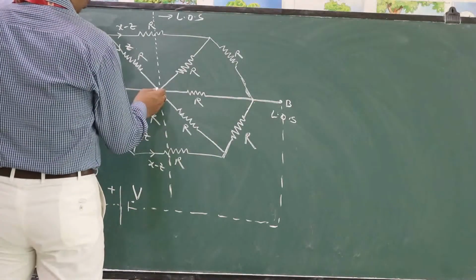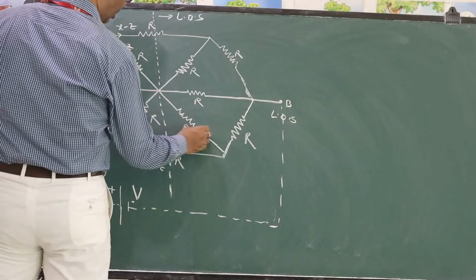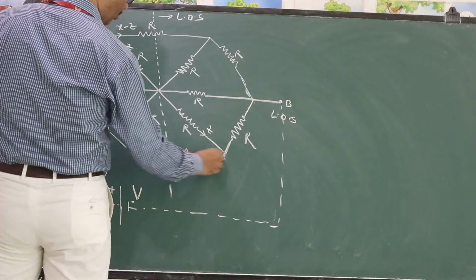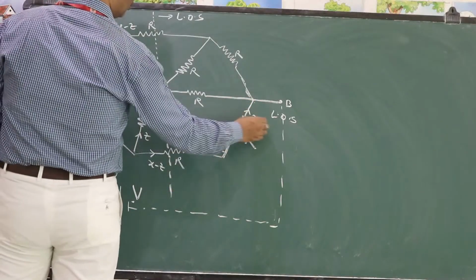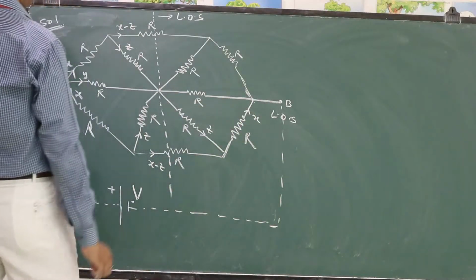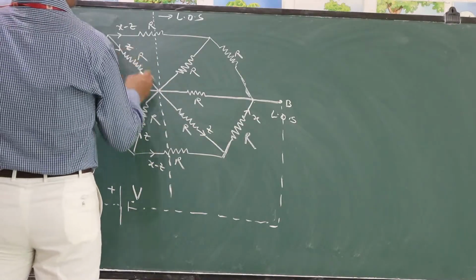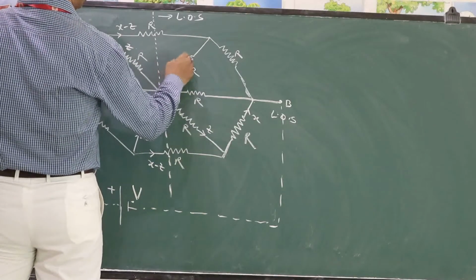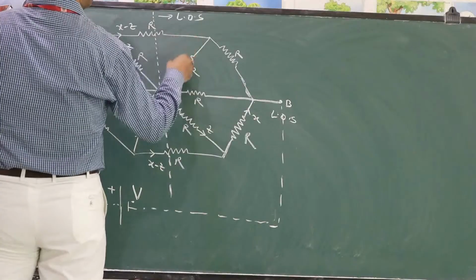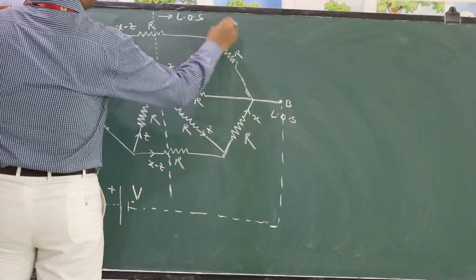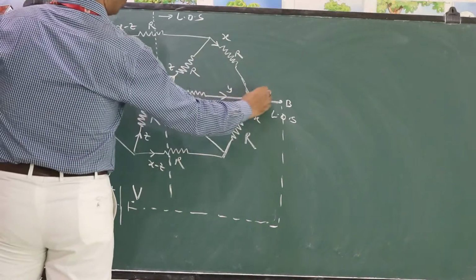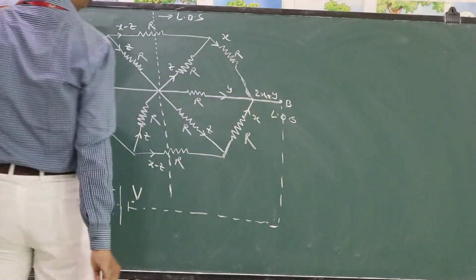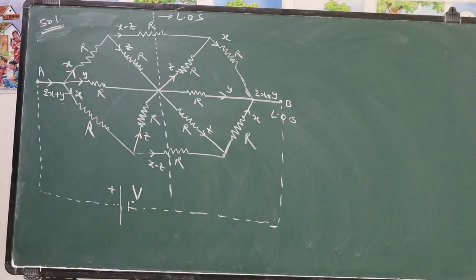This z current will take the path like this. Again joins with x minus z and it becomes x to reach the terminal B. Similarly, this z finds a way like this, and x minus z plus z, it behaves as x. The same y will go through this. Again 2x plus y will leave out of the circuit.